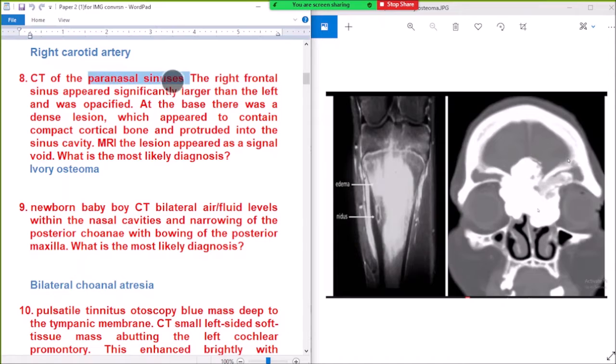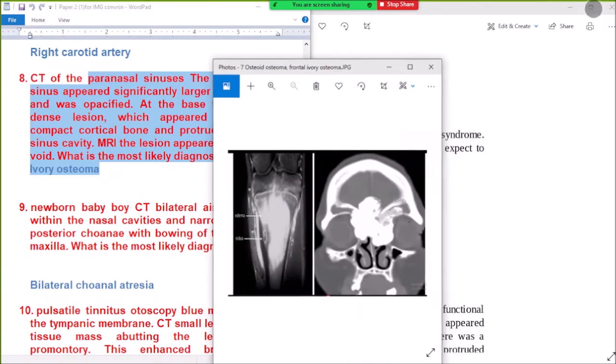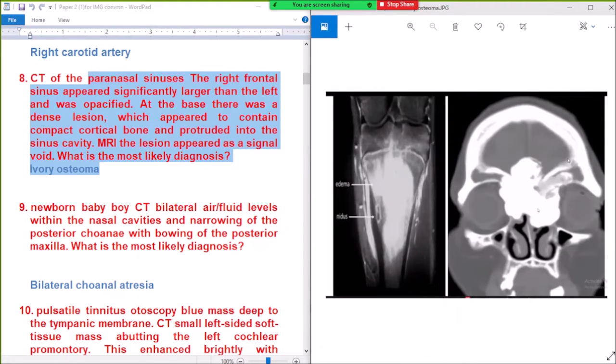8. CT scan of the paranasal sinuses. The right frontal sinus appeared significantly larger than the left and was opacified. At the base there was a dense lesion which appeared to contain compact cortical bone and protruded into the sinus cavity. MRI, the lesion appeared as a signal void. What is the most likely diagnosis? Frontal ivory osteoma. So it's explained here.